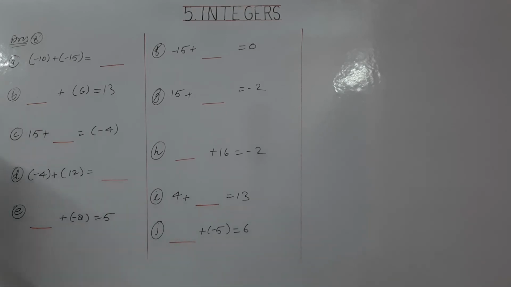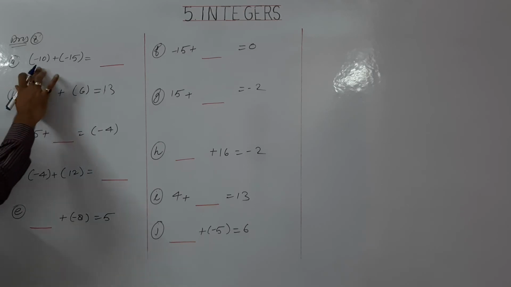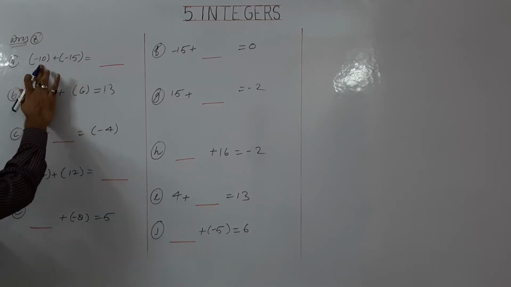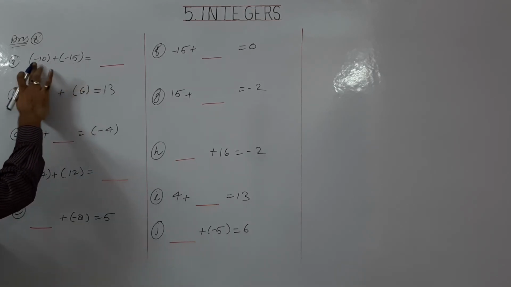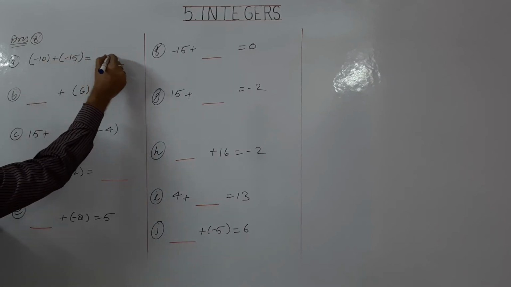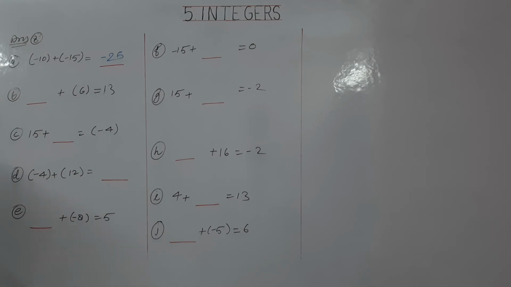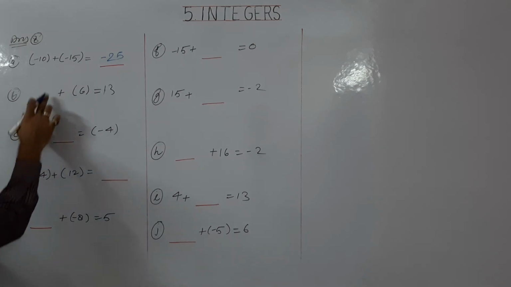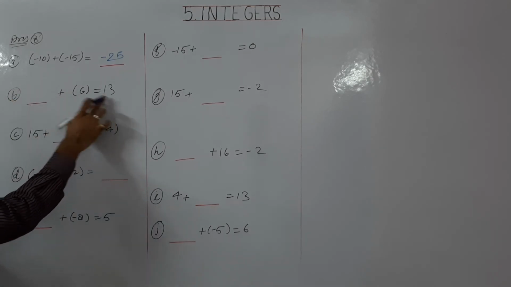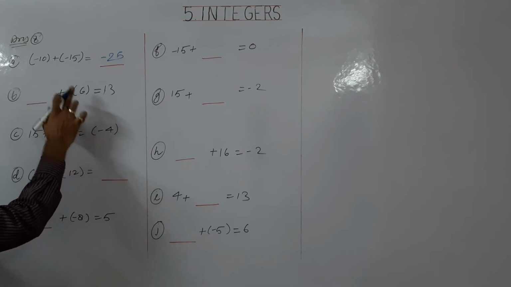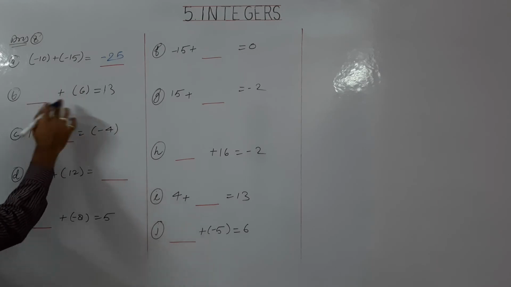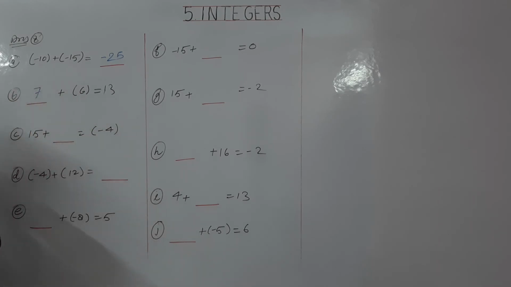Next question, question number 8. Fill in the blanks. First part, minus 10 plus minus 15. Both are negative, so 10 plus 15 is 25 and the sign is negative. So minus 25 is the answer. The next part: blank or missing number plus 6 is 13. So for finding this number, 13 minus 6 will be the answer, 7 or plus 7.